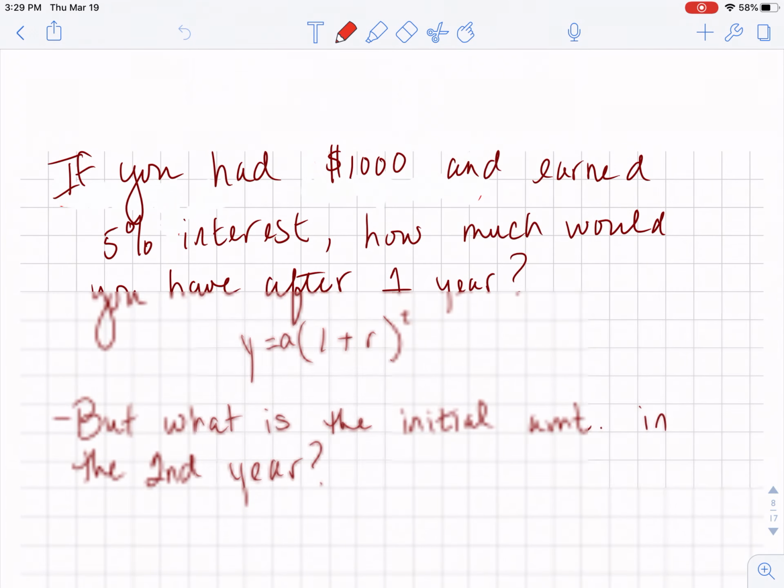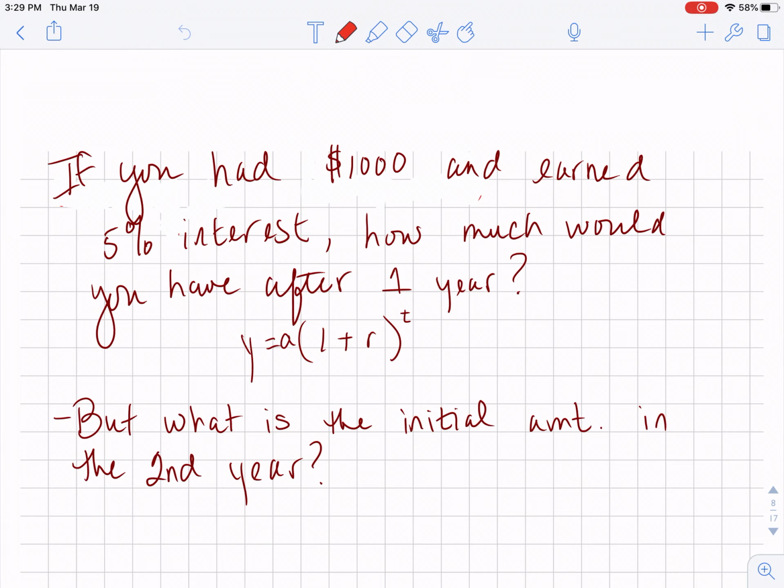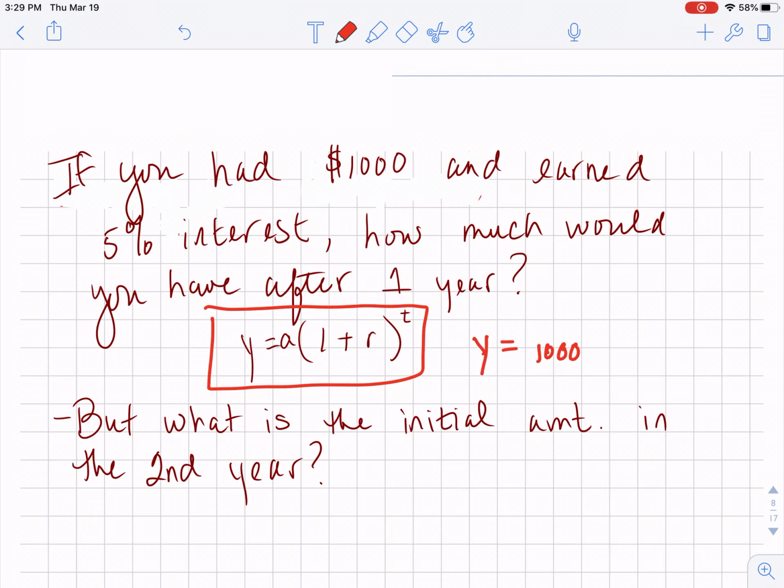If you had $1,000 and you earned 5% interest, how much would you have after 1 year? Well, this is actually the formula you're going to use, right? You would say y is equal to the initial amount, which is 1,000, and your rate was 5%, and so this is growth. Whenever you're earning interest, it's growth. So it would be 1 plus 0.05. 5% equals 0.05, so you'd have 1.05 to the first year, okay?